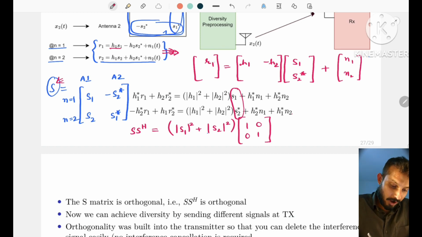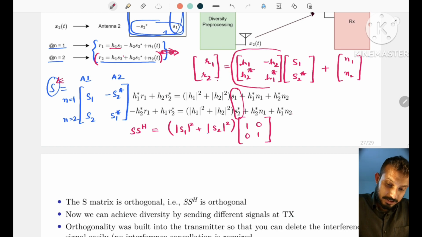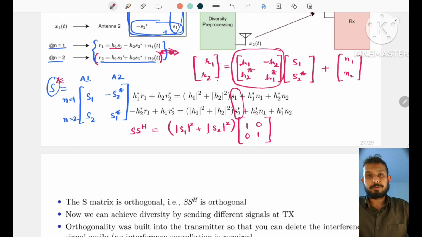So now let us write for R2. So we have S2 conjugate here, and here we have S2. So we have basically H1 S2 plus H2 S1 conjugate. So basically we will take conjugate of this one and we will arrive to this S2 conjugate. So simply we can write H2 conjugate, and here we will have H1 conjugate, and here we have R2. Okay, so this is the channel represented in a matrix form.